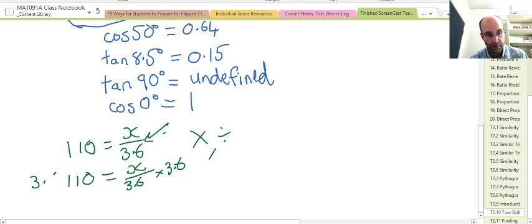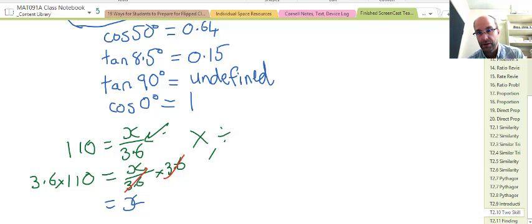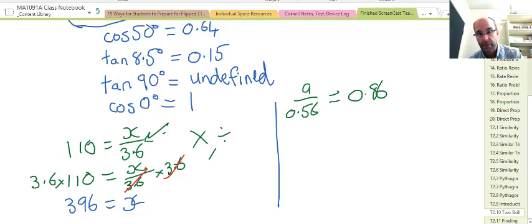So there's the 110, that has to also be multiplied by 3.6. And the effect that has is to cancel that out, leaving just x over 1, or just x, which is what we want. And we've got 110 times 3.6, which is 396. So that's how we find x. Let's try one last one here, or maybe two last ones.